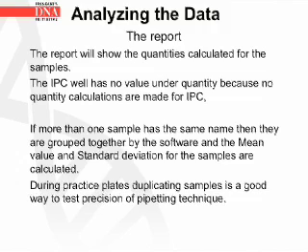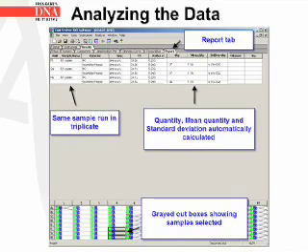If more than one sample has the same name, then they are grouped together by the software and the mean value and standard deviation for the samples are calculated. During practice plates, duplicating samples is a good way to test precision of pipetting technique. Here is a screenshot showing the report screen. Under the Results tab and the Report tab, you will see the results screen. Here we have 3 samples that are selected, as you will see from the grayed out boxes. They all have the same name, and the software automatically calculated the quantities, the mean quantity, and the standard deviation of the samples.